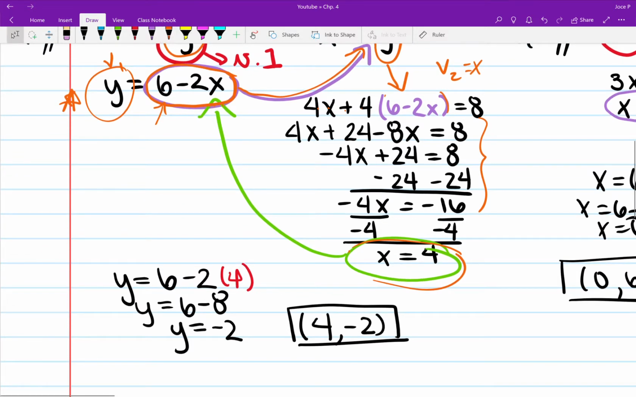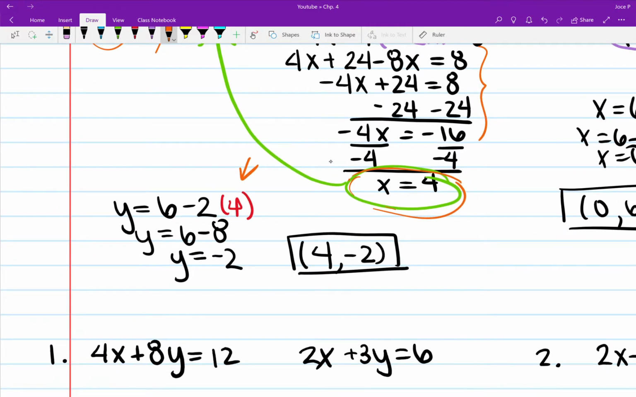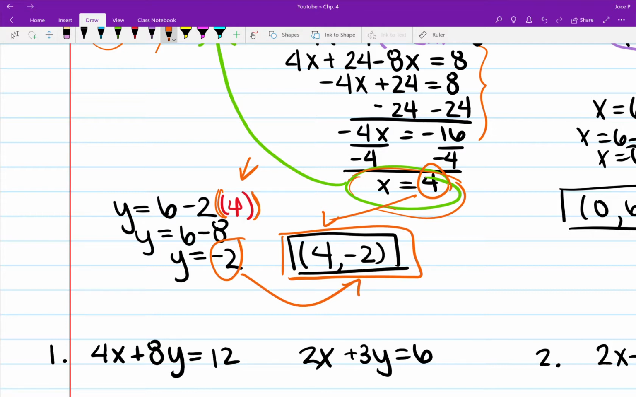We're going to plug x equals 4 back into x over here, and we get this part. y equals 6 minus 2 times 4 right here. So y equals 6 minus 8, and y equals negative 2. Therefore, our solution is right here. We have x as 4 and y as negative 2, and there is our solution.